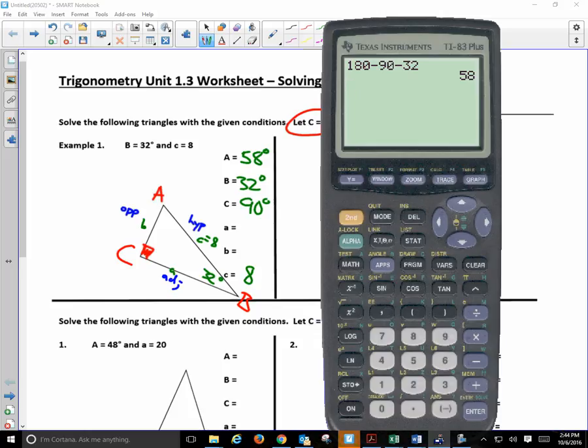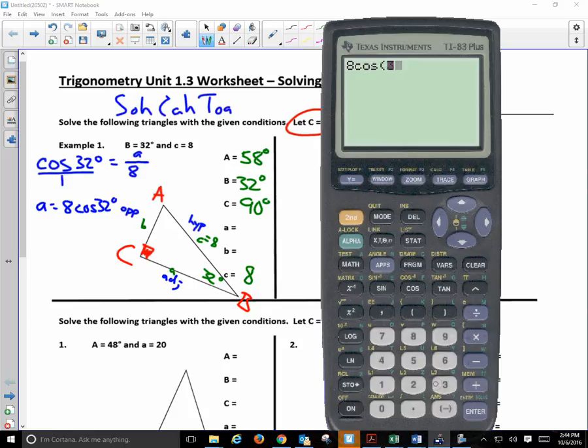Sine, cosine, or tangent? Cosine. Why, Maddie? Adjacent and hypotenuse. So for CAH TOA, adjacent and hypotenuse. So let's set up cosine. The cosine of what? What's my angle? 32 degrees is equal to, what's the adjacent? A over 8. Cosine of 32 over 1. Let's cross multiply. 8A is equal to 8 times the cosine of 32 degrees. 8 cosine 32. 6.78.